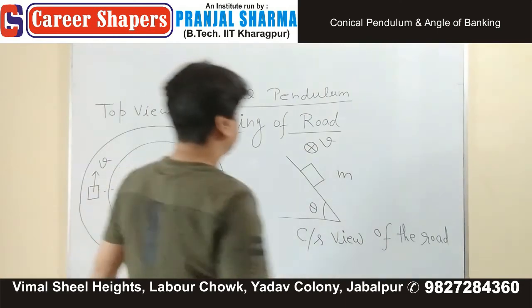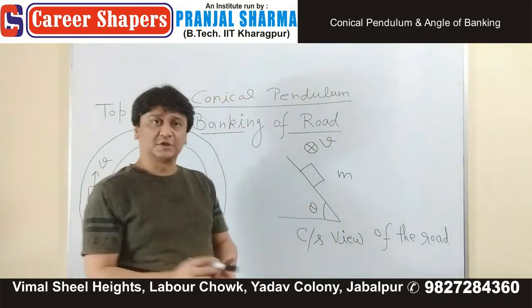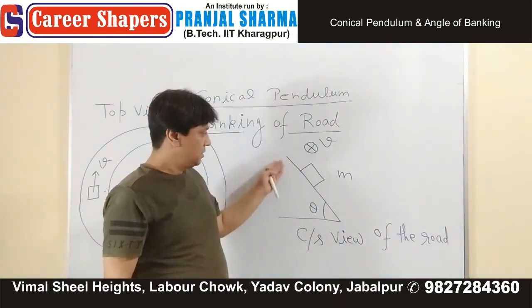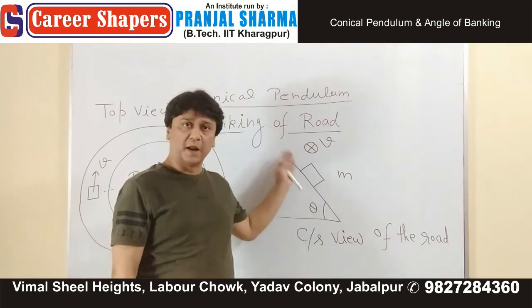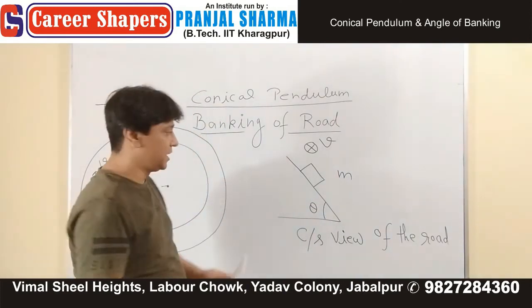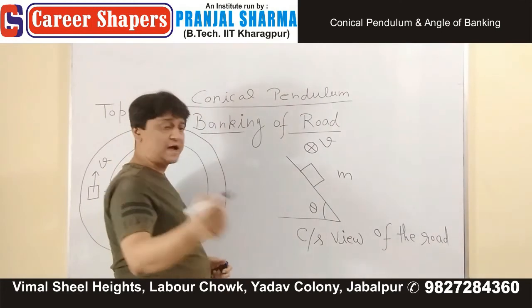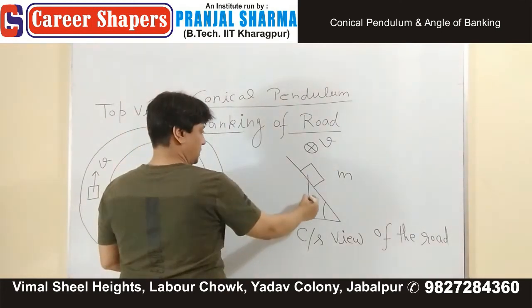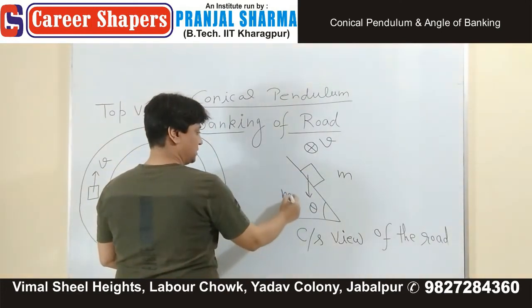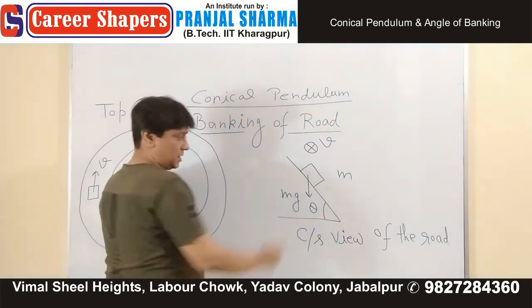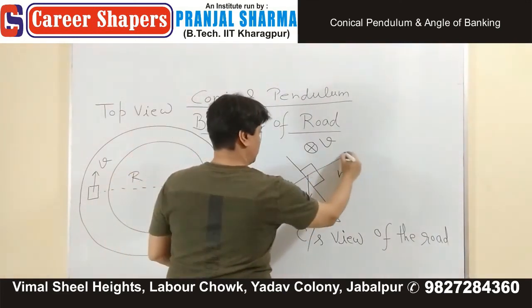So now how many forces are acting on the car? Well, it's an inclined plane. If it's an inclined plane, then how many forces act on the object? Downward force mg and normal reaction force N.